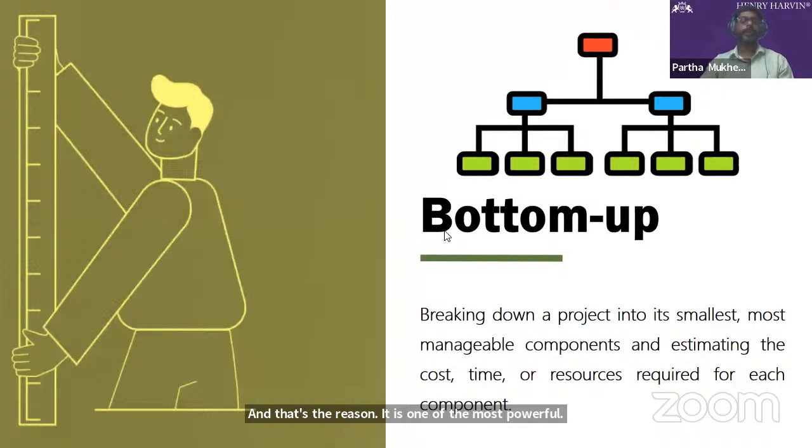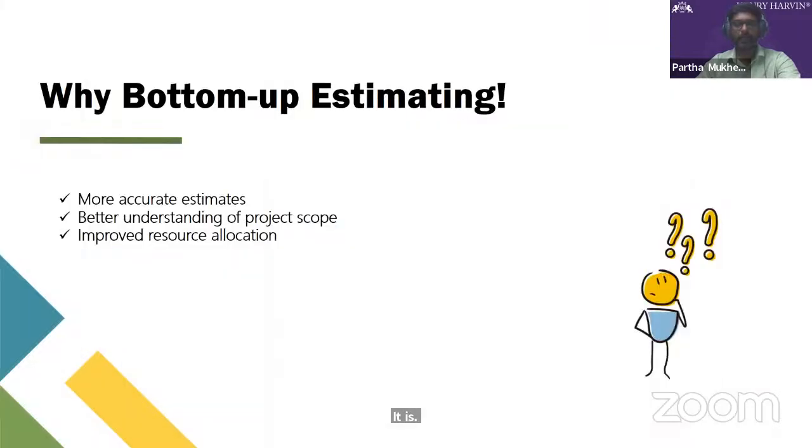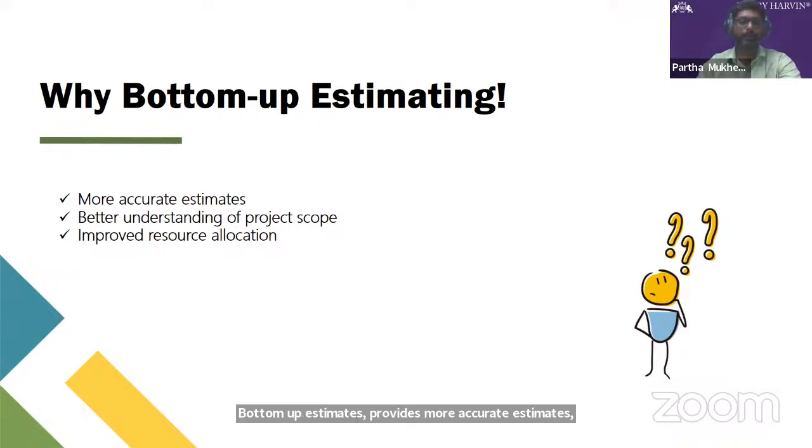If we talk about advantages of this bottom up estimation, okay, then it's huge. It is providing us more accurate estimates, right? So bottom up estimation provides more accurate estimates since it's based on a detailed breakdown of the project into smaller tasks. So better understanding of the scope of the project, because breaking down the project into smaller tasks helps understand the project scope and the requirements in a better manner.